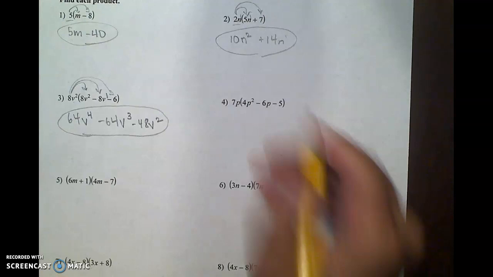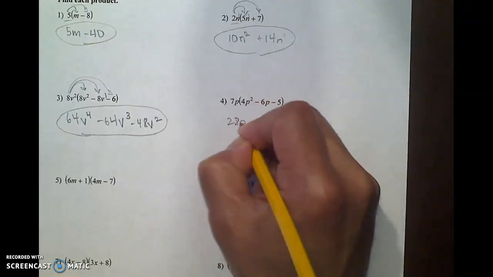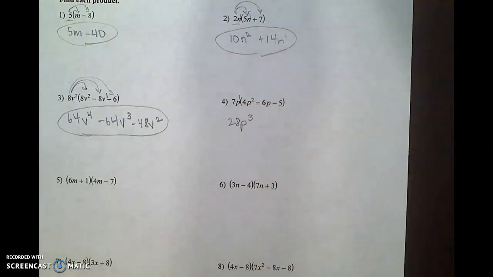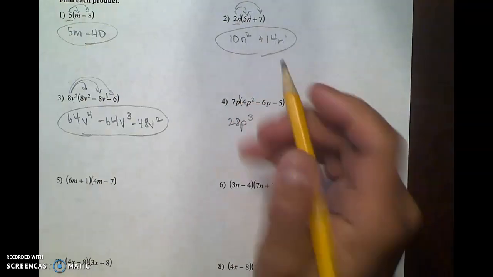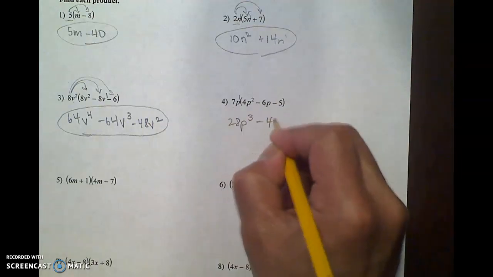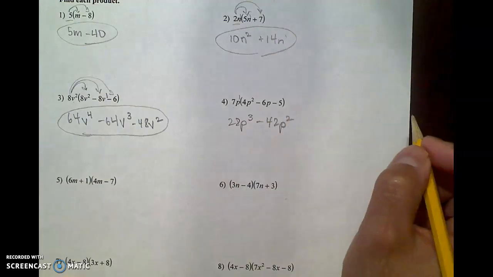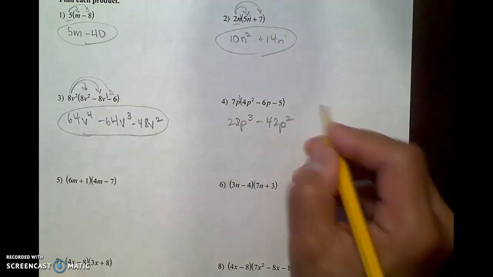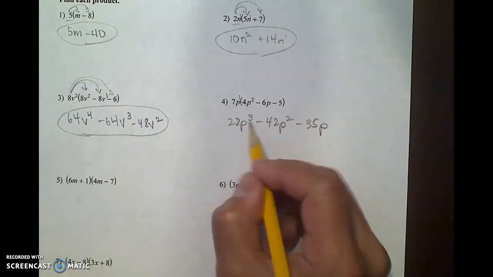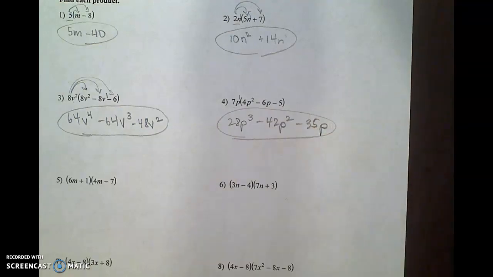Alright, one more time. 7p times 4p squared is 28p to the third, right? So that's p to the first times p squared. You add the exponents. 7p times negative 6p is negative 42p squared. 7p times negative 5 is negative 35p. Not like terms here, so we keep them just the same.